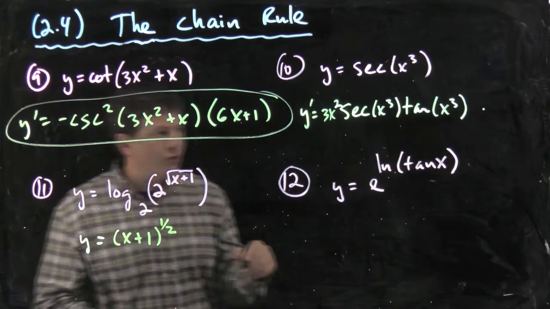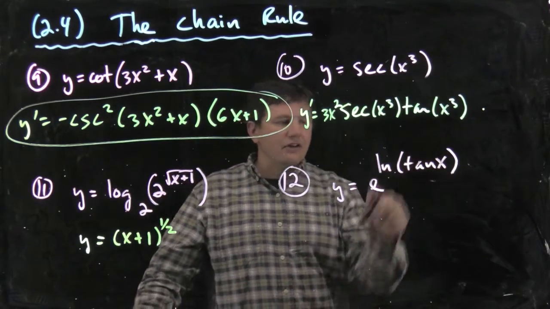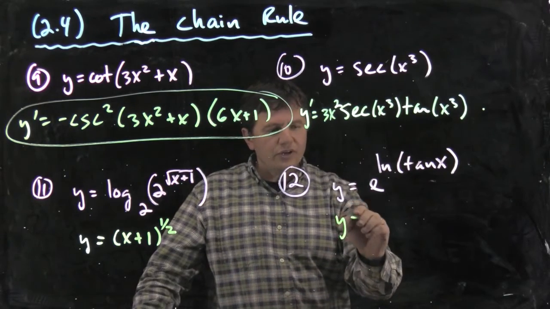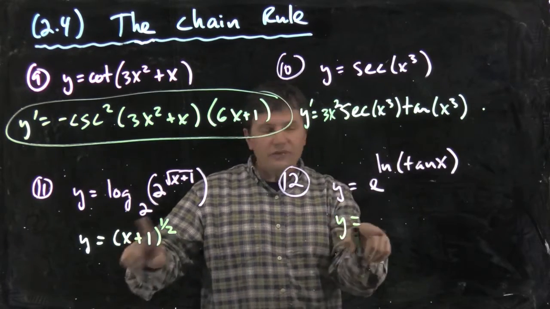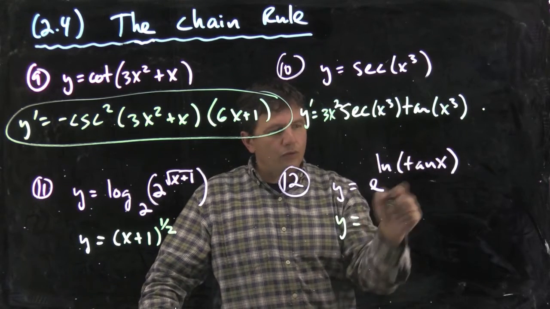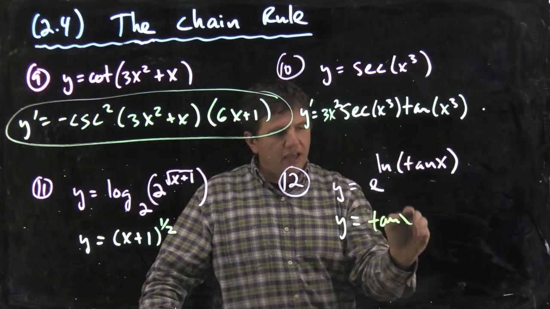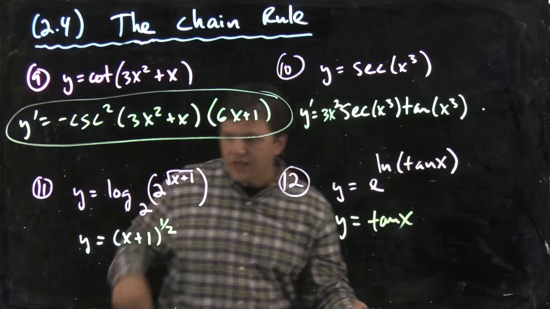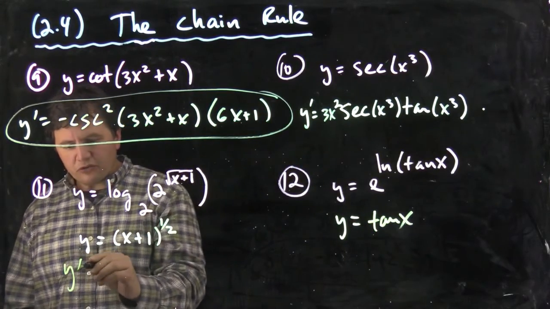Okay, same is true over here. E to the x, ln of x, those are inverse functions, so they undo each other. So both of these simplify before we take the derivative. So we're left with y equal to whatever went in there originally. In this case it is tangent x. Now I can take the derivative easier. It's going to be much, much smoother.